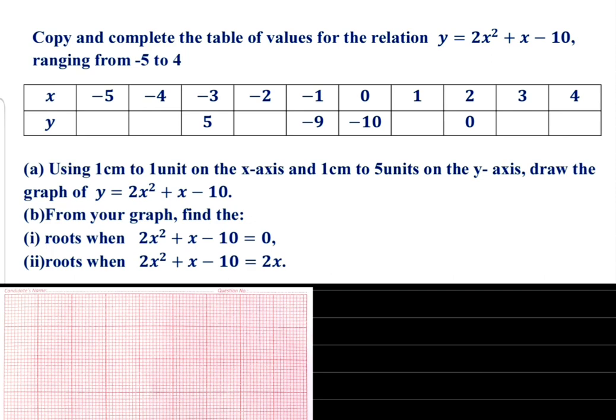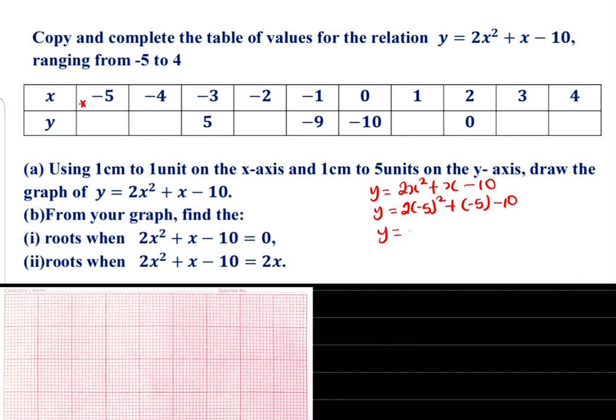Now the first instruction is to copy and complete the table of values for the relation. So you have y is equals to 2x squared plus x minus 10. Now, what it means here is when x is equals to minus 5, what will be y? So, anywhere I see x, I'm going to put my minus 5. Can you see? I'm putting it in bracket. Very important. If you are using a calculator, this is exactly what you need to do, so that you are going to have your answers well.